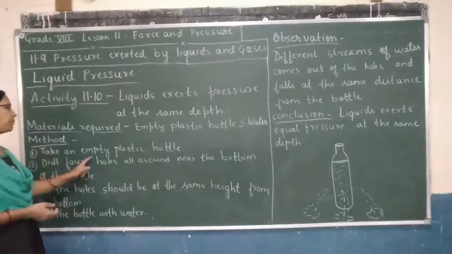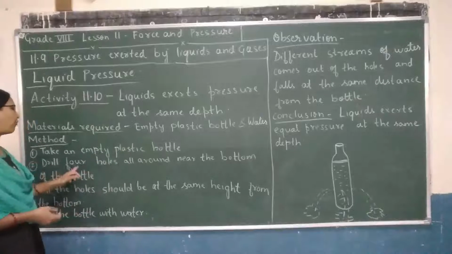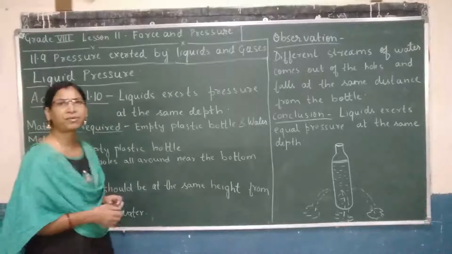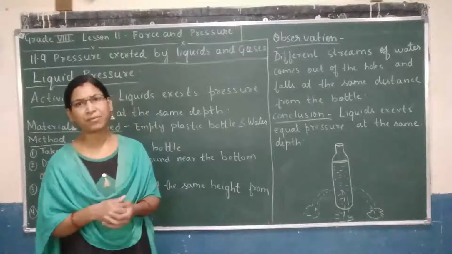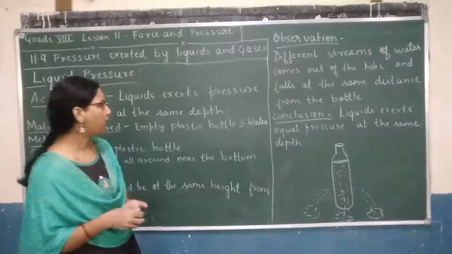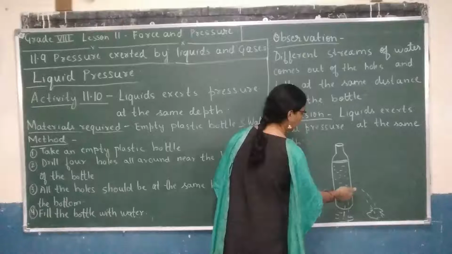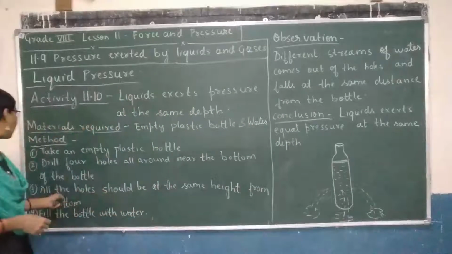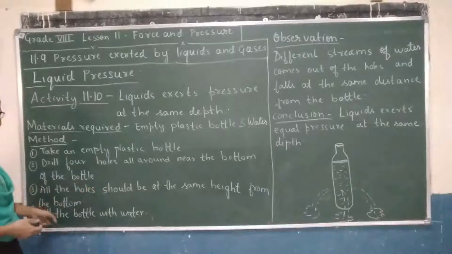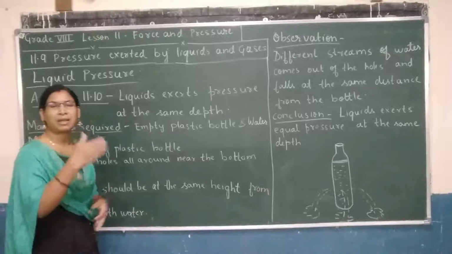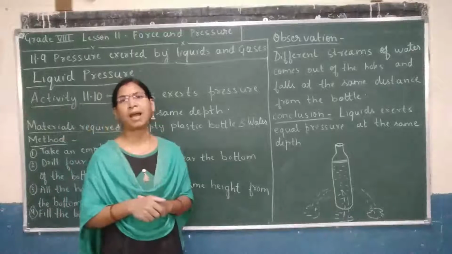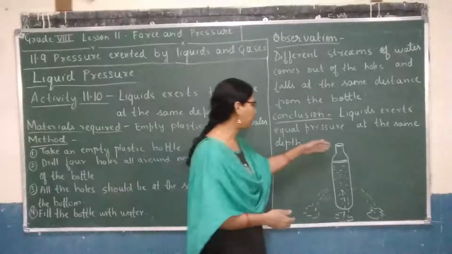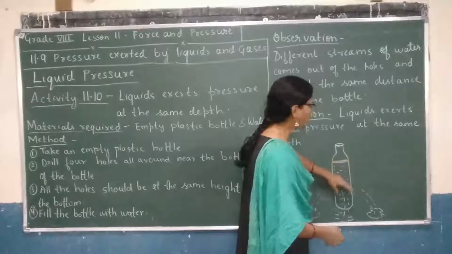First we have to take an empty plastic bottle and drill 4 holes all around near the bottom of the bottle. How many holes? 4 holes. Where? Near the bottom of the bottle. Like here 1, 2, 3 and one is behind, which is not visible to us. All the holes should be at the same height from the bottom. It should not be up and down. Next, fill the bottle with water.